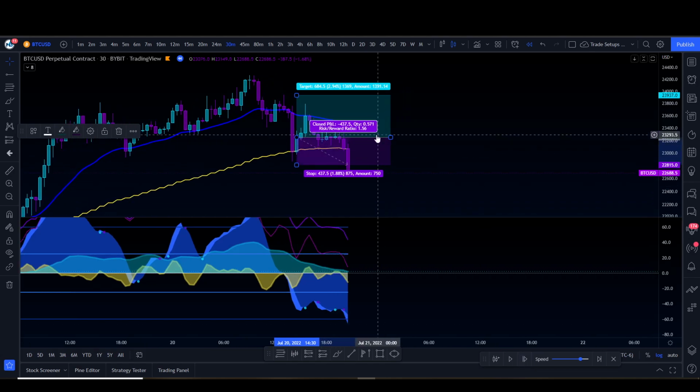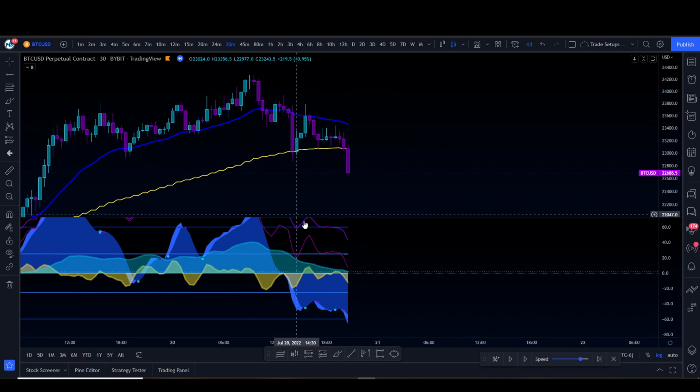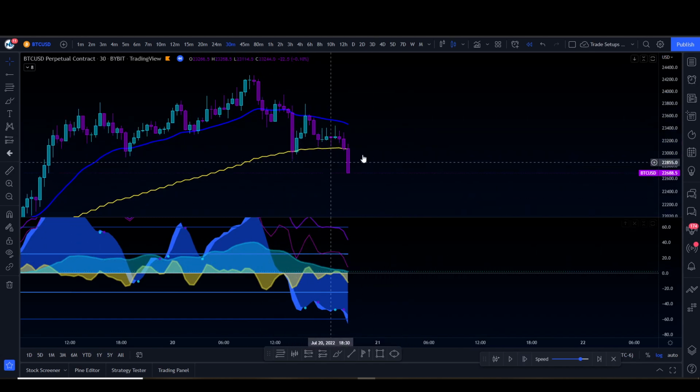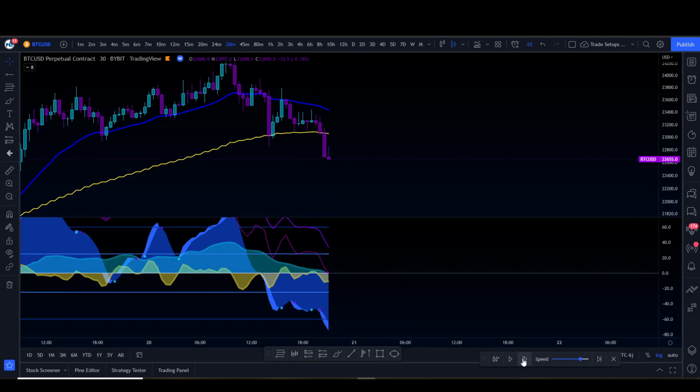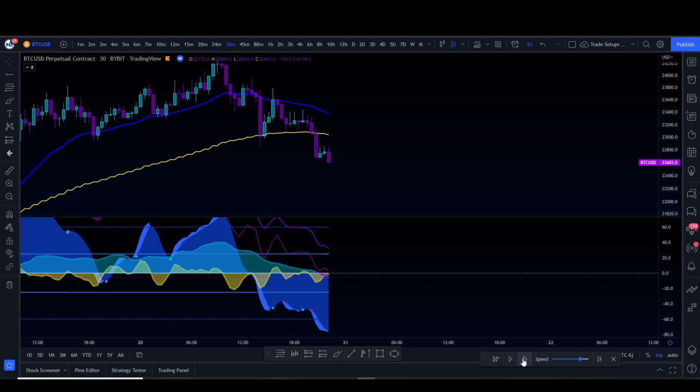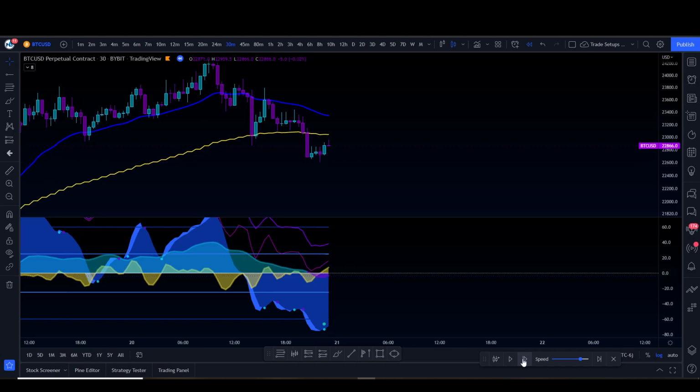Yep, see, we would have got stopped. But Market Cipher saved us. We knew not to enter because this was green, not red. So now we're kind of closing below. We're still green, so we don't want to enter. Alright, now we got some red, so now we can start sniffing for longs.